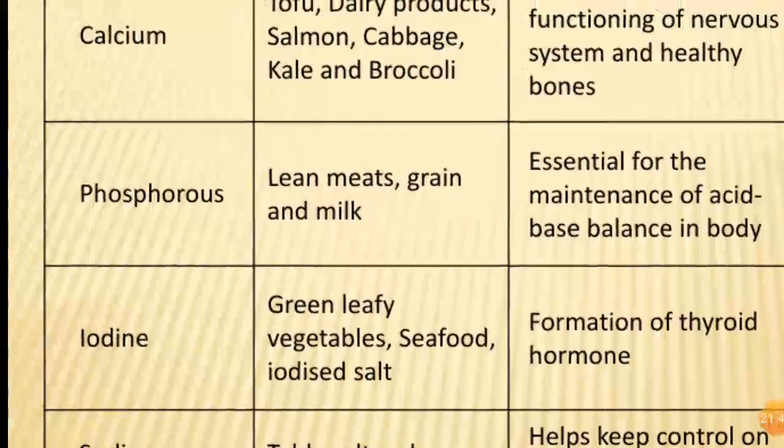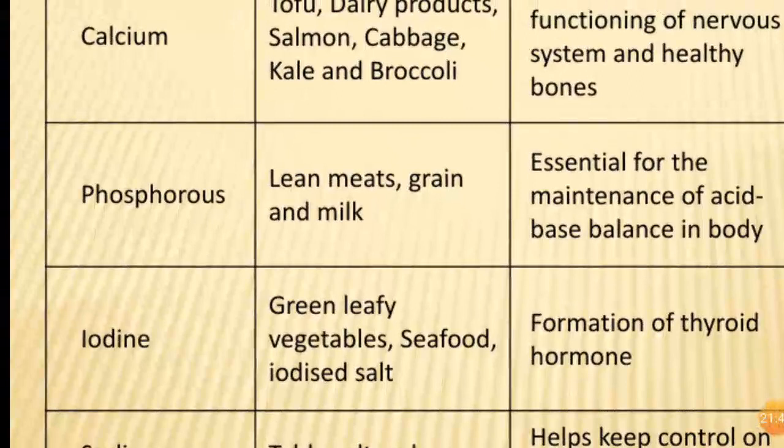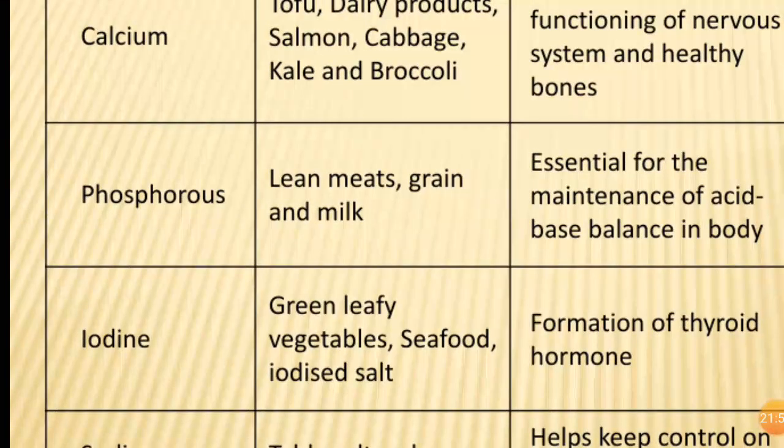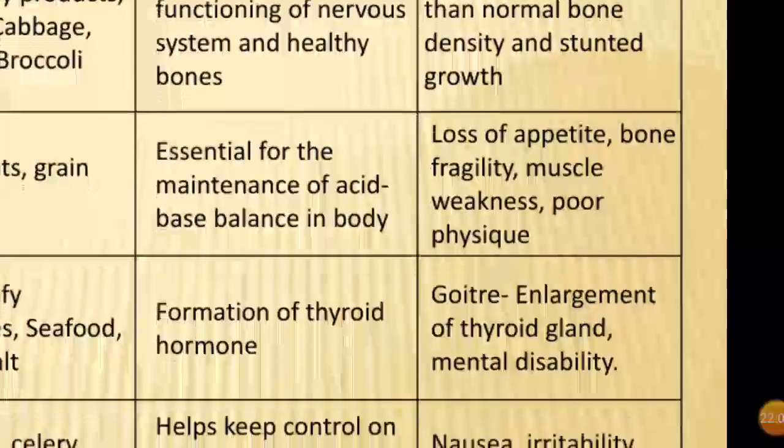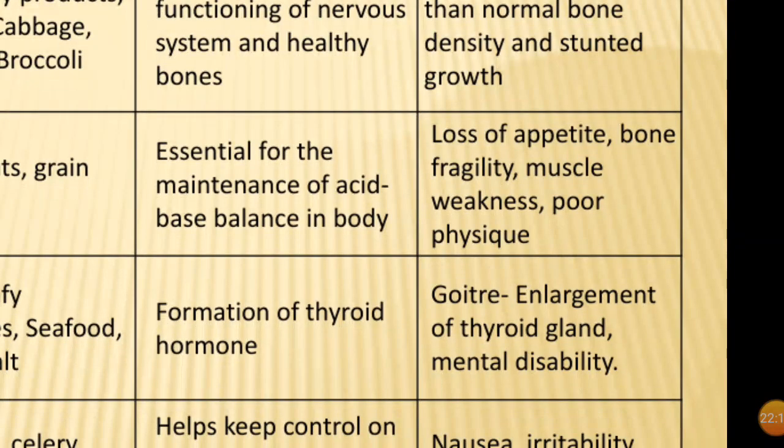Next, iodine. Sources: green leafy vegetables, seafood, iodized salt. Function: formation of thyroid hormone. Deficiency disease, that means disease due to lack of iodine: goiter, which means enlargement of thyroid gland, and mental disability.